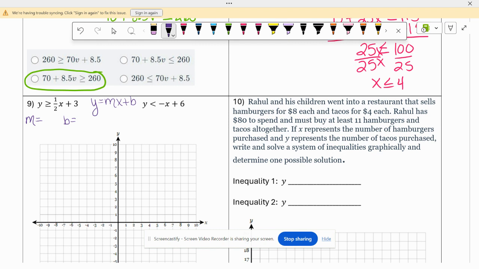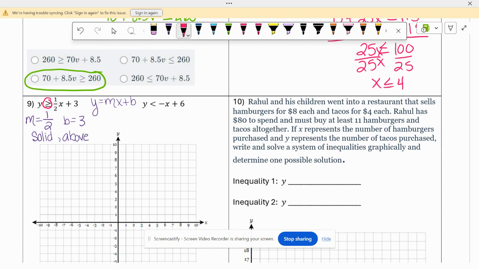Okay, well, hang on. We're going to do some writing first. So what is the slope? The slope is 1/2, and the y-intercept is 3. Next, we're going to look at the symbol. Greater than or equal to means that the line is solid or dashed. Solid, because it's got the bar underneath it. It's everything included, right? Greater than or equal to. Am I going to shade above my line or below my line? Greater than means I shade above.